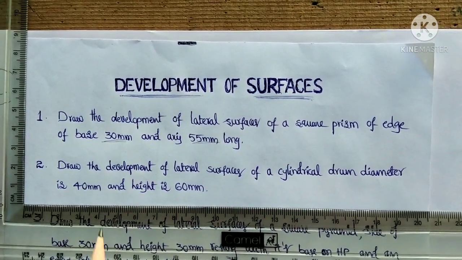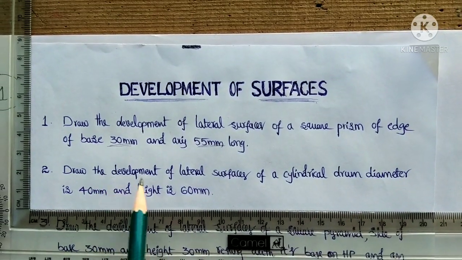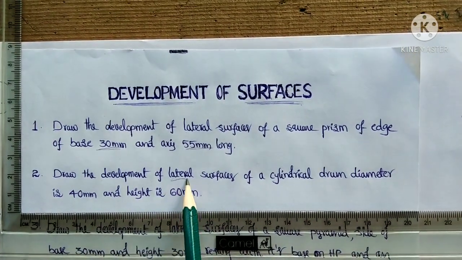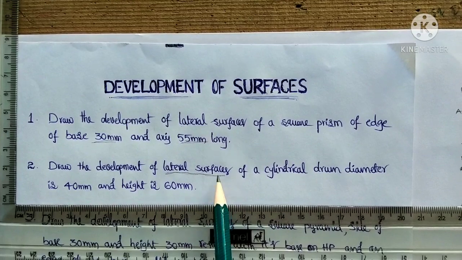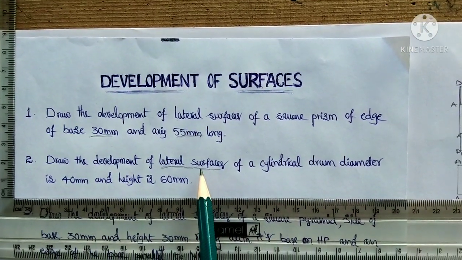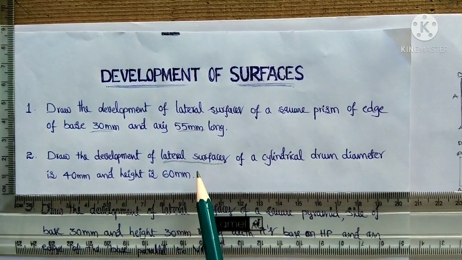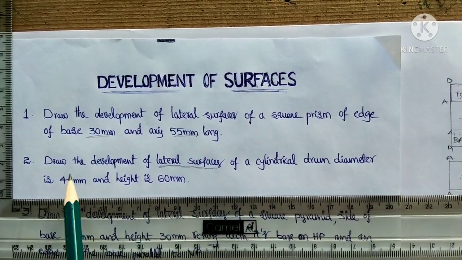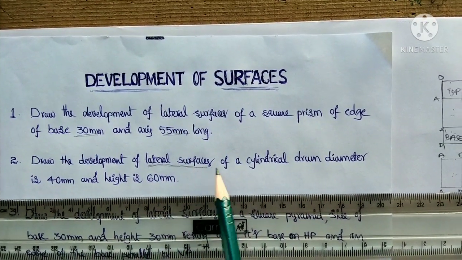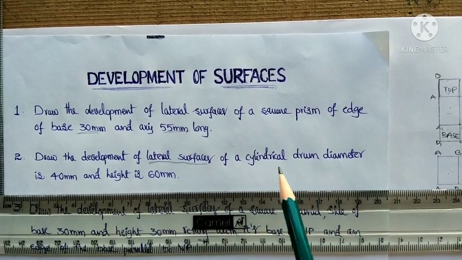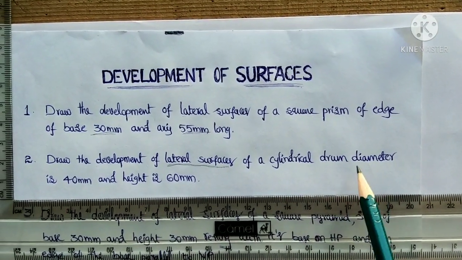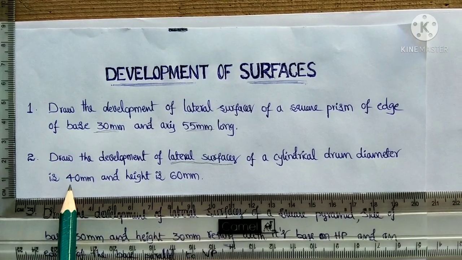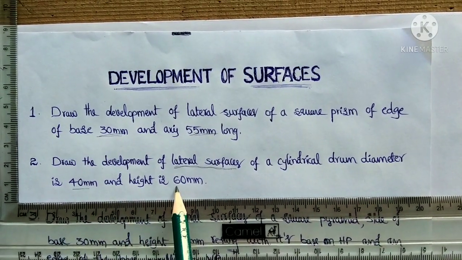Yes, coming to the problem number 2, draw the development of lateral surfaces. Once again we can see lateral surfaces means excluding, that means without top and base. We have to construct development diagram. So draw the development of lateral surfaces of a cylindrical drum, means simply cylindrical object. Drum diameter 40 mm and height is 60 mm.